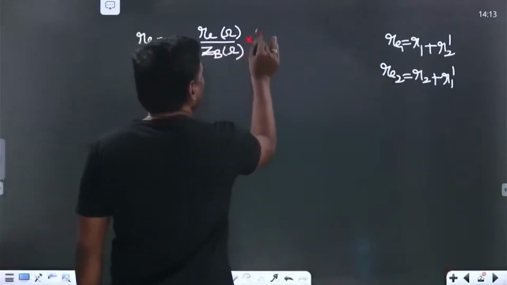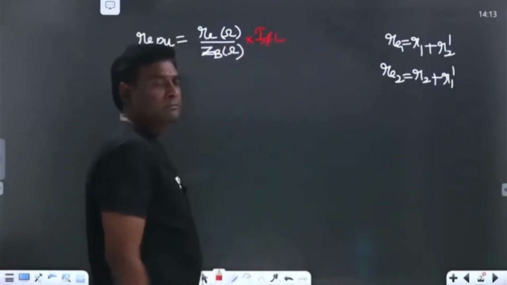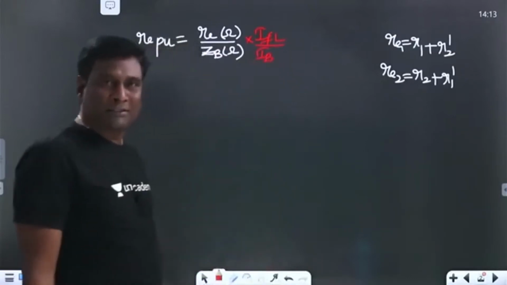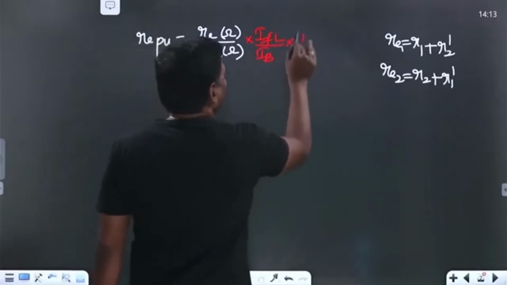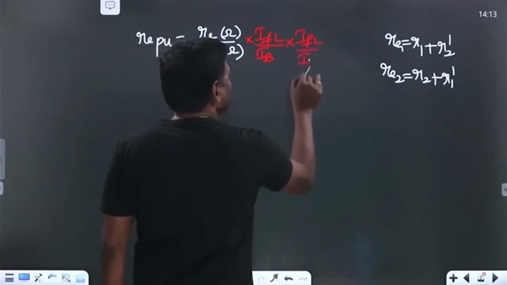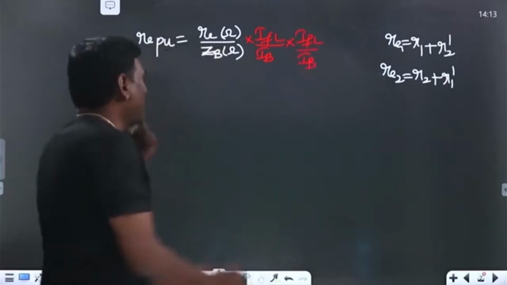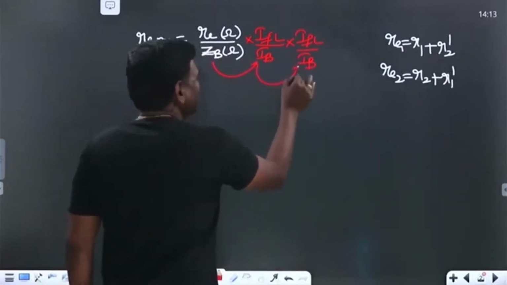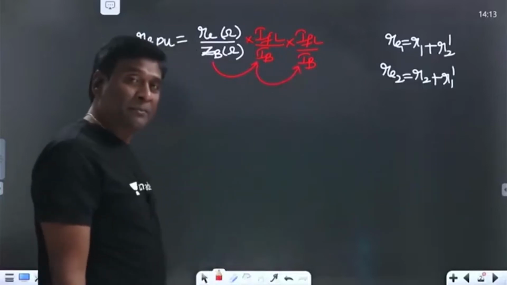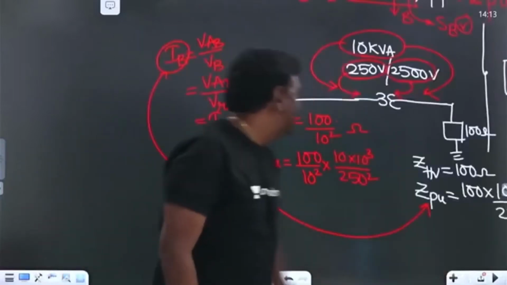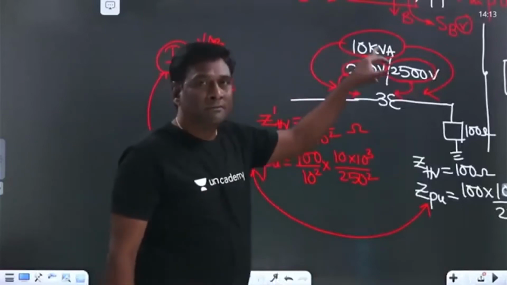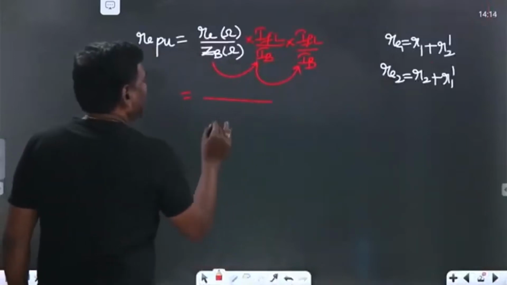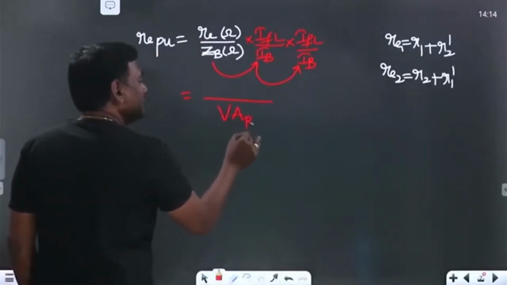Let me calculate IFL divided by I base. IFL by I base both are same only, no? Into IFL divided by I base. Now Z base into I base is V base into I base, which is VA base. Now VA base is nothing but VA rated, or not? So this is going to be VA rated or VA base, anything is okay.